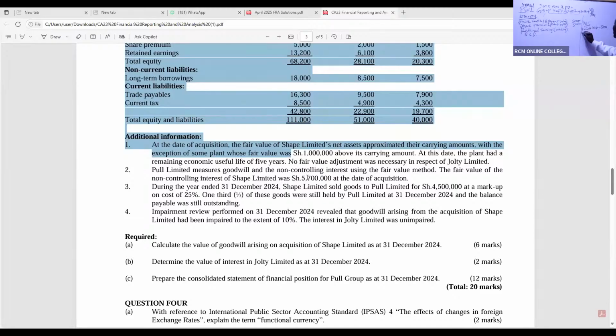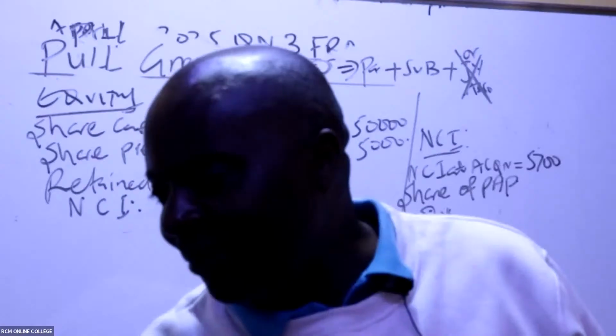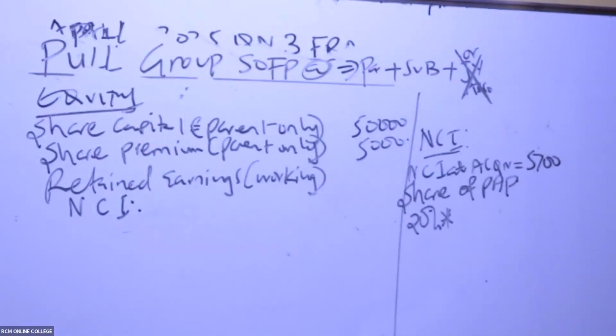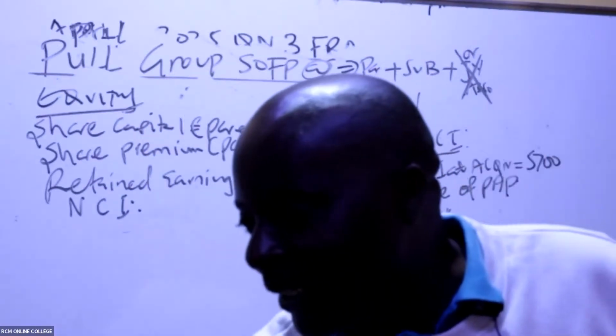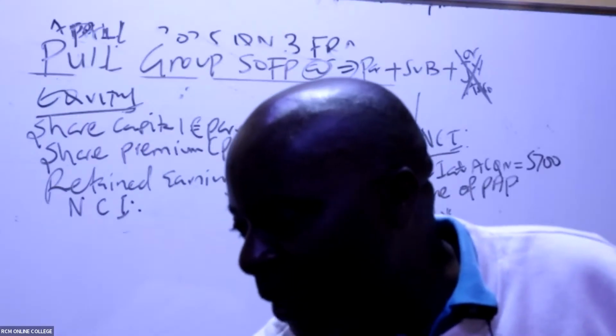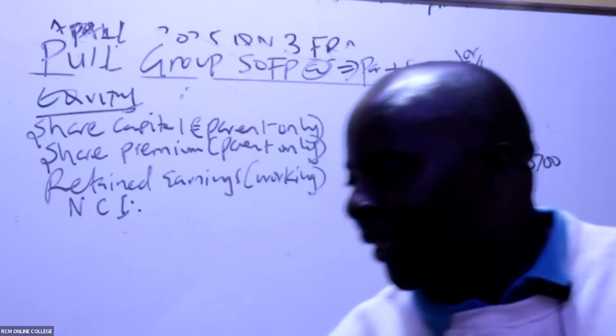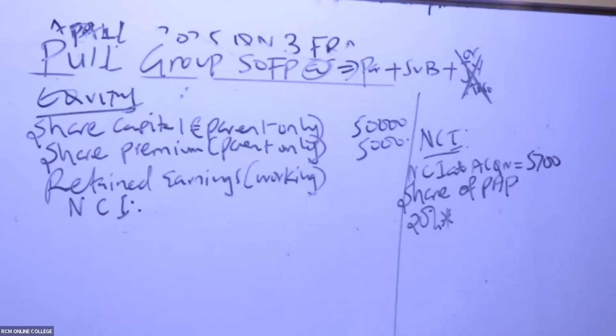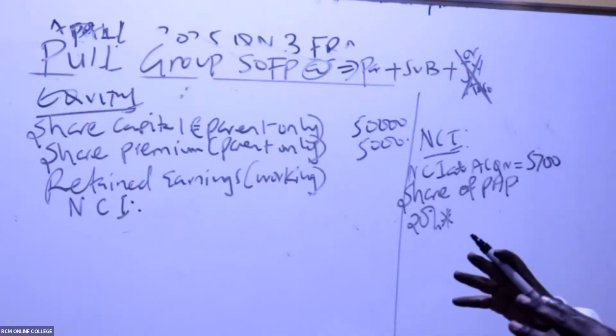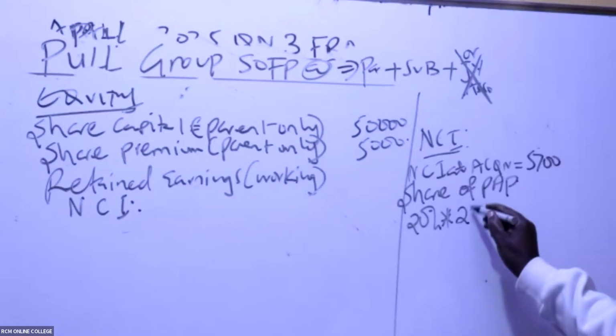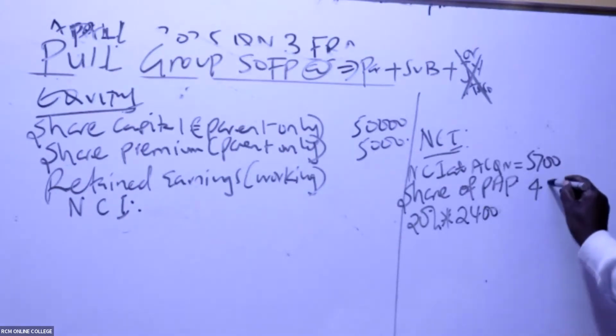So we give them their share of PAP, post-acquisition profit, of the subsidiary, there in the net assets. How much PAP did we get? Was it 2,400? Oh yeah. How much PAP did we get there in the net assets of the subsidiary? Was it 2,400, that net assets PAP? Yeah, 2,400. This comes to 480.